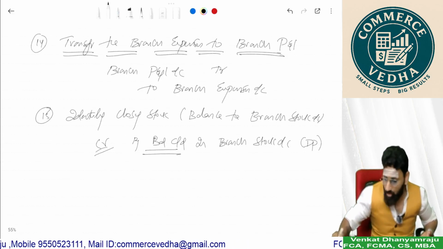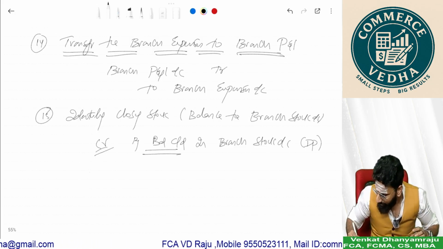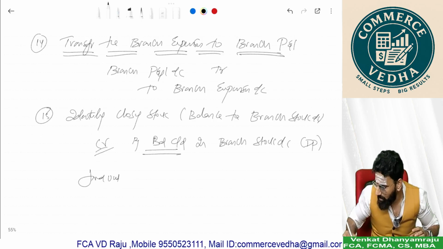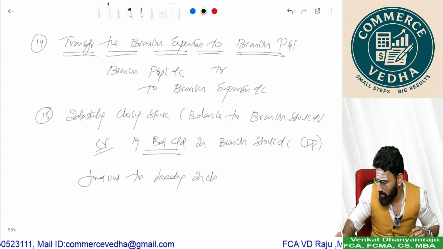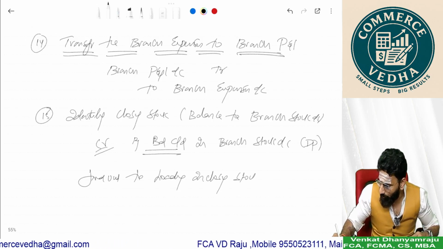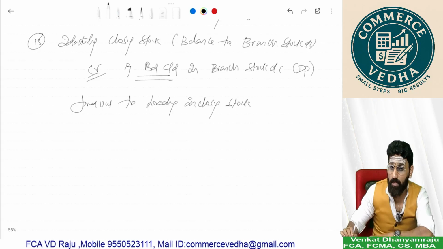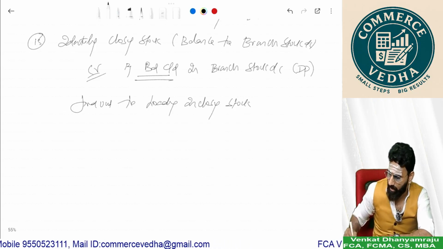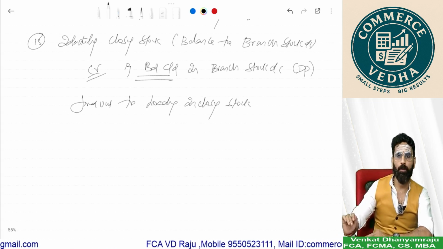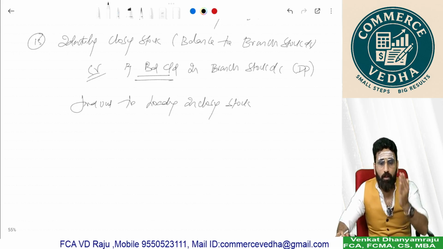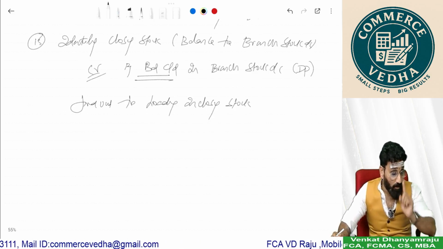Whenever there is closing stock at invoice price, you need to find out the loading in closing stock. Loading is nothing but profit. Loading in closing stock, and you recognize the stock reserve. How do you recognize the stock reserve here? Closing stock reserve, which is nothing but opening stock reserve. What we did? Stock reserve account debit to branch adjustment.